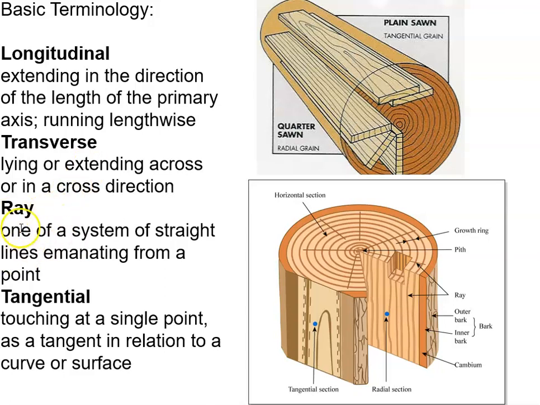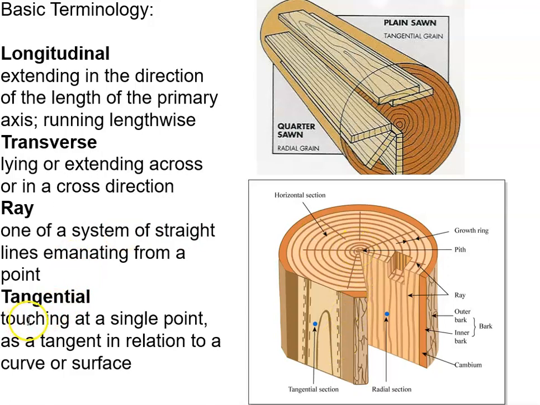Ray, so this goes back to perhaps high school geometry. One of a system of straight lines emanating from a point. So that's our basic geometry definition. And here's ray right there. So that is the knots, essentially. The branches would radiate from here out, and those knots could be described as rays coming out of the center of the tree.